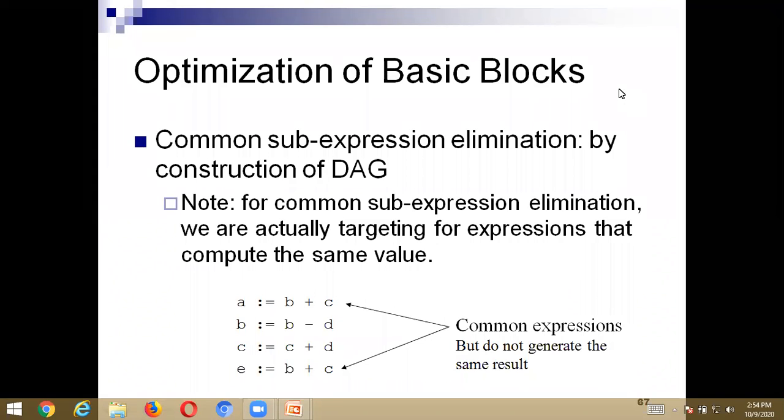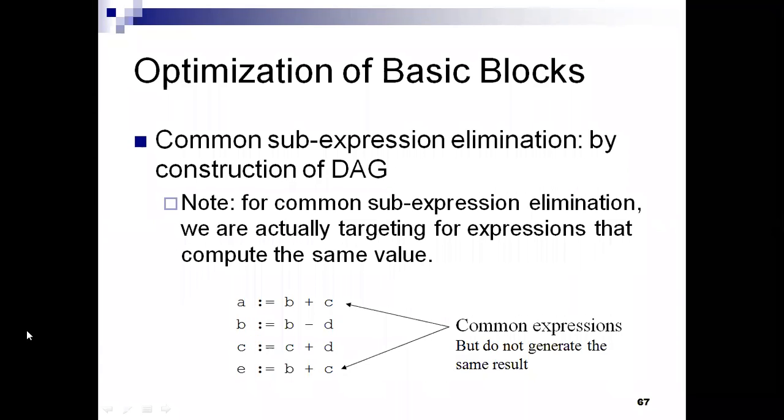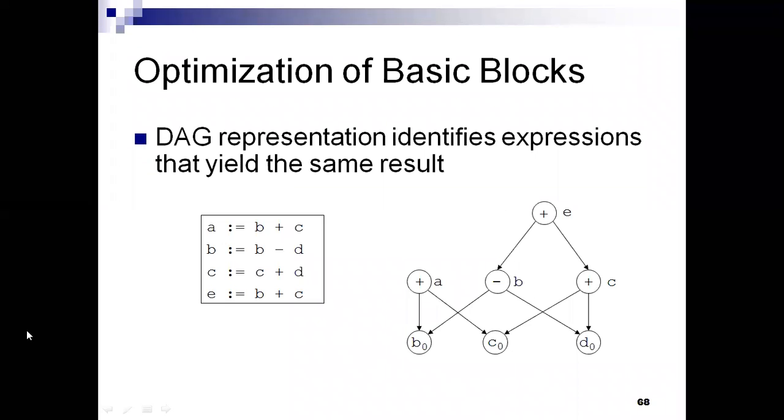Why? Because the variables we have, a and e, are not generating the same result. And what is the next technique that we're going to apply in this optimization of basic blocks?